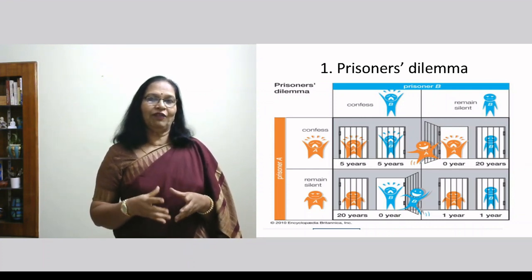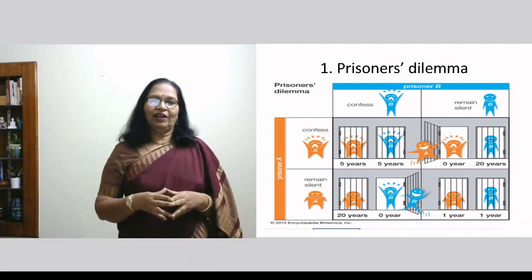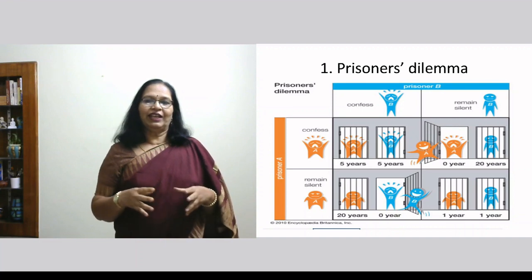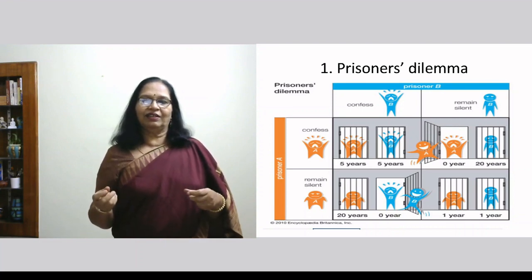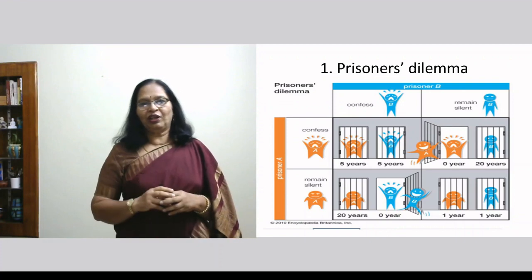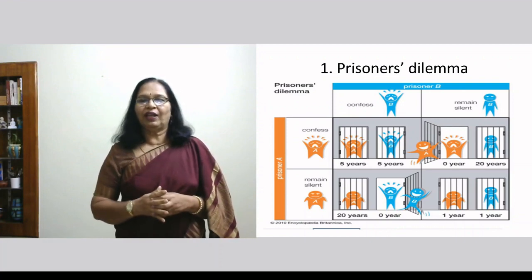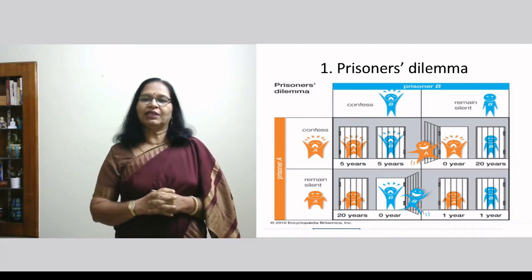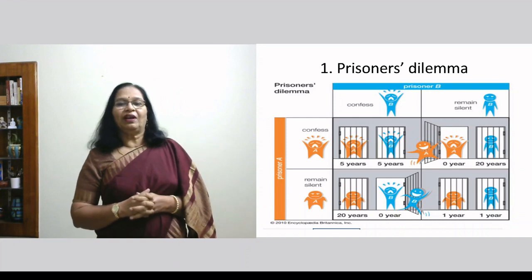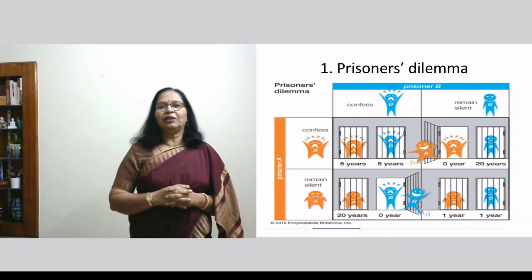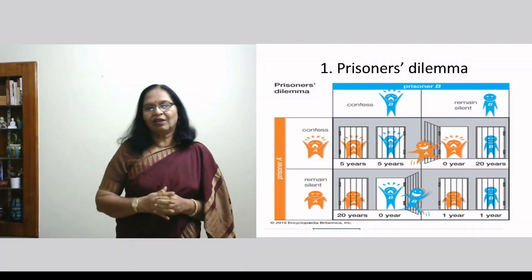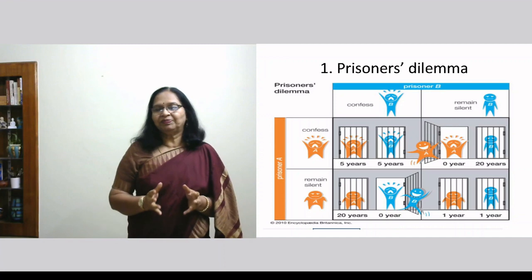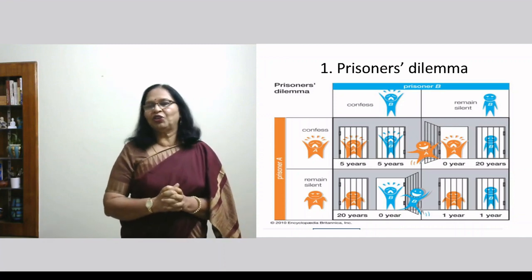One outcome is an equal jail term, 5-5, if they both confess. Another is 20 years and 0 for either of them. And the fourth one is if both don't confess, both remain silent, which is the best thing they can do. So what will happen? Will they choose to remain silent? If they do, then they will have only 1 year of jail each.